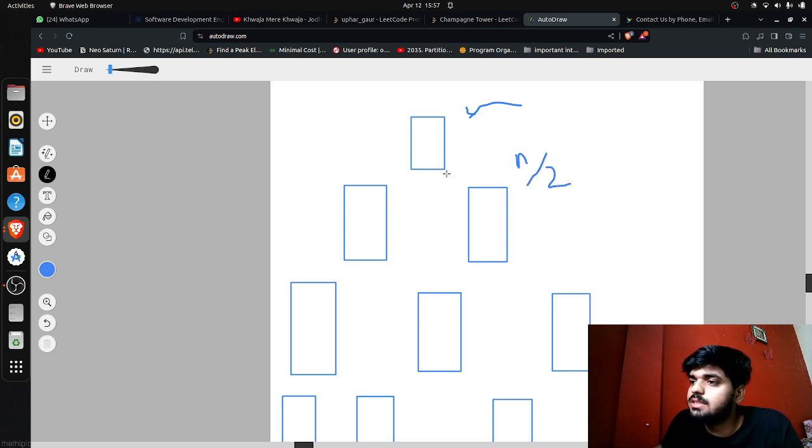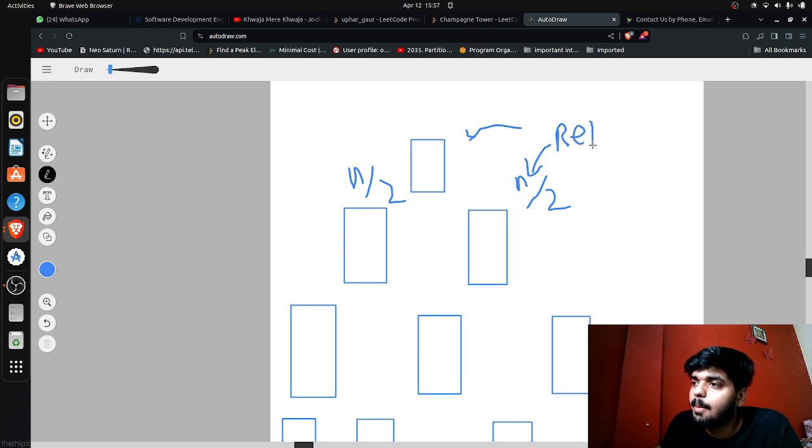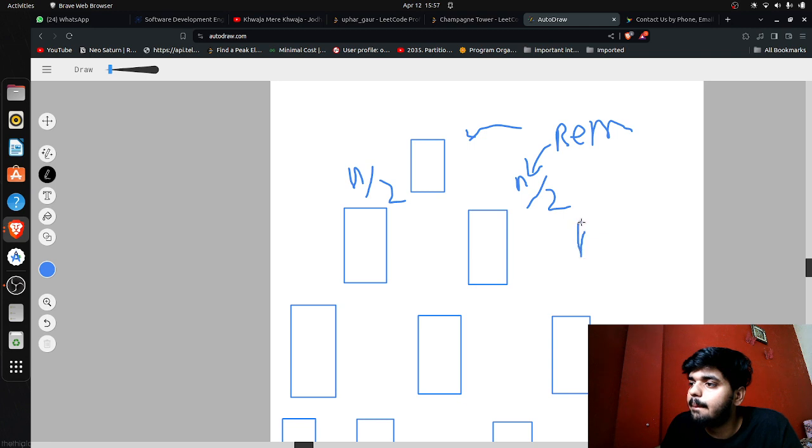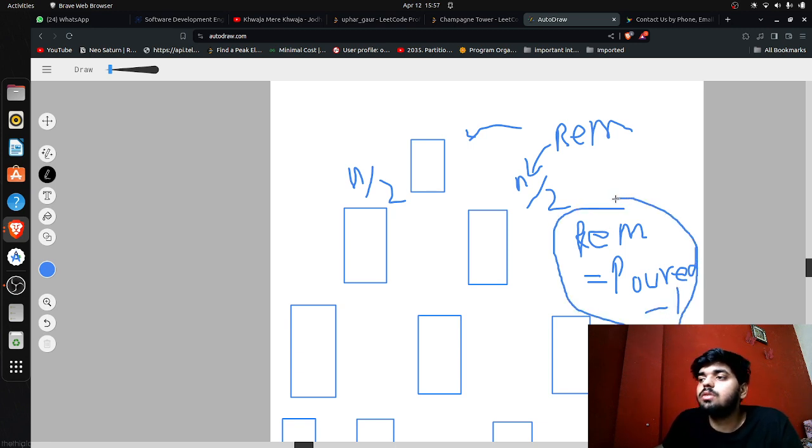It's not n by 2, it's actually that n by 2 is the remaining. It's the remaining, and remaining is equal to poured minus 1, because one unit of fluid is required for that glass to absorb. Poured minus 1, so this is what we will be using. So I'll directly jump into the intuition now.